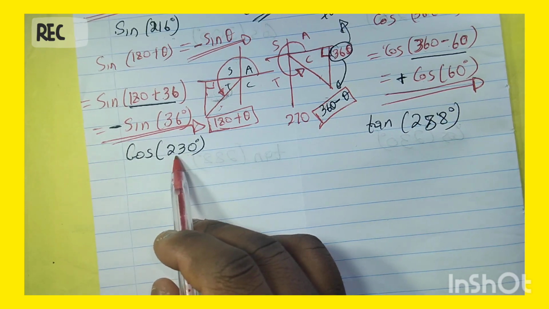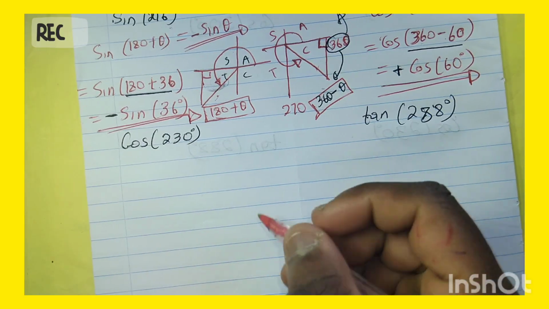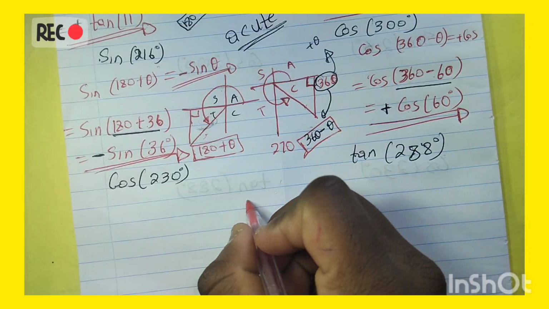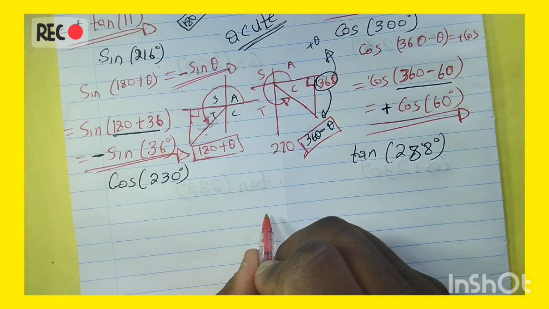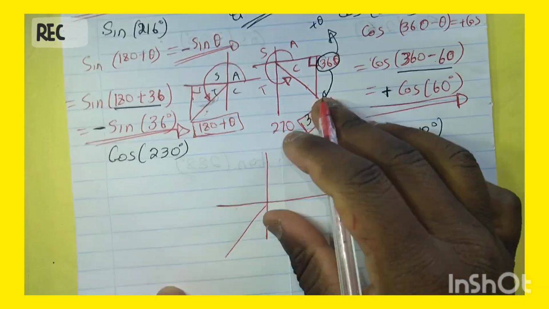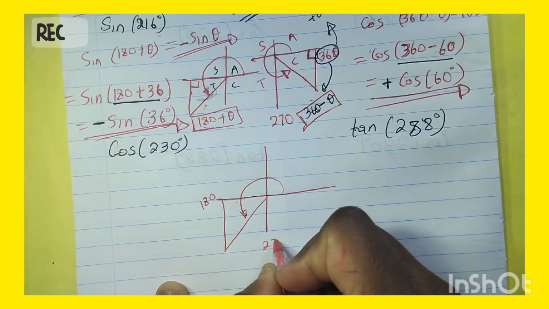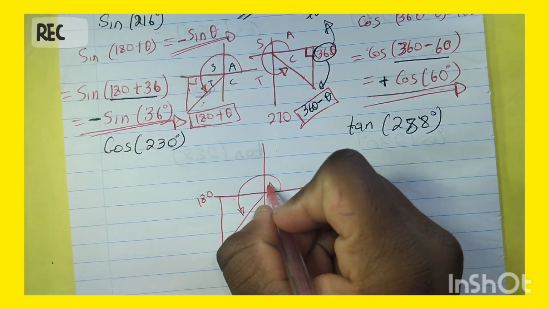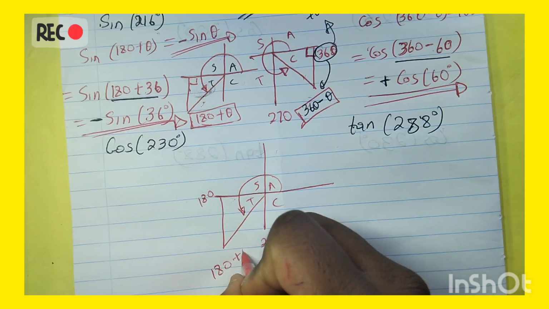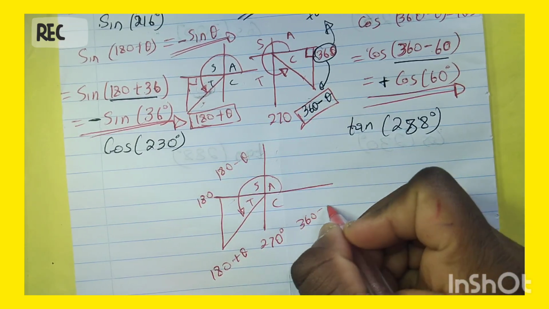For this one, which quadrant is it on? It is between 180 and 270, meaning it is on the third quadrant. Let me just draw it, just like this. I move until there, between 180 and 270. All Students Take Coffee. Here we've got a position which is plus theta, but here we've got minus theta. Here we've got 360 minus theta.